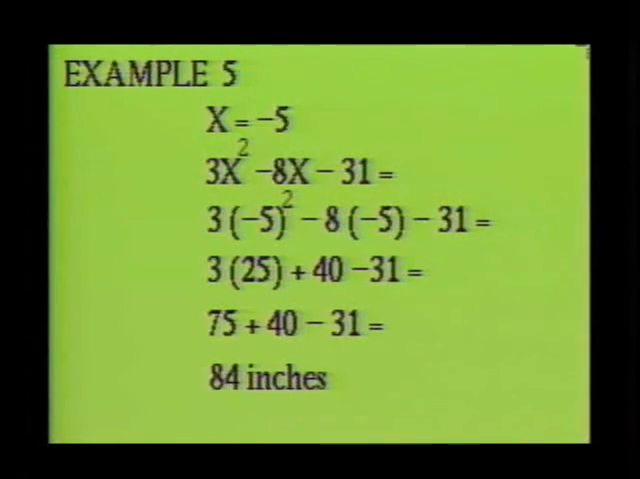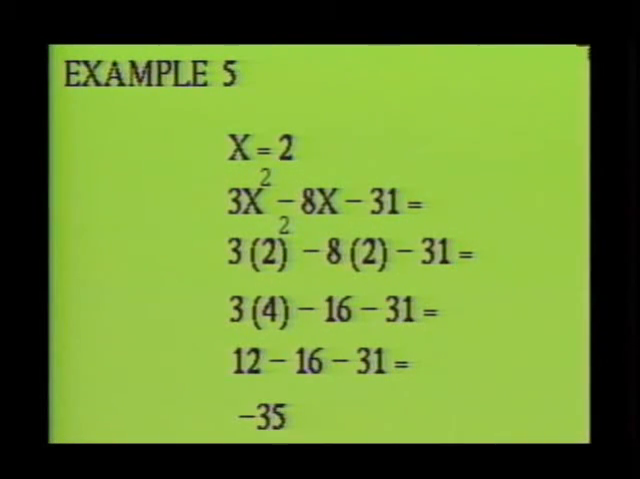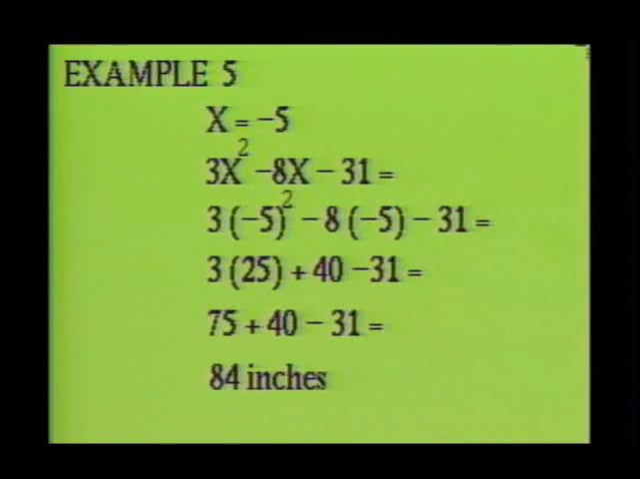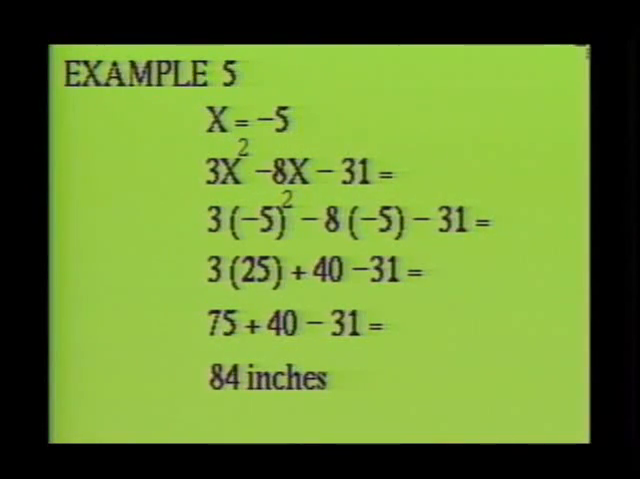Substituting 2 for x in the expression, we get 3 times 2 squared minus 8 times 2 minus 31 is equal to 3 times 4 minus 16 minus 31 is equal to -35. This does not give a result that makes sense in the physical world. It must be discarded. Therefore, the only answer to this problem is the length of the line segments must be 84 inches long.